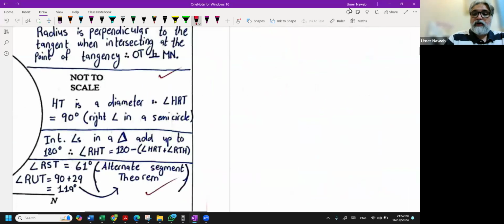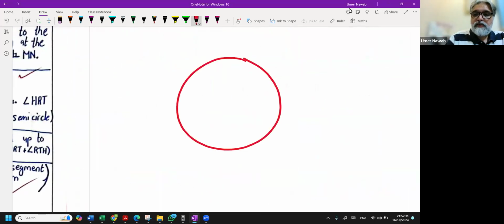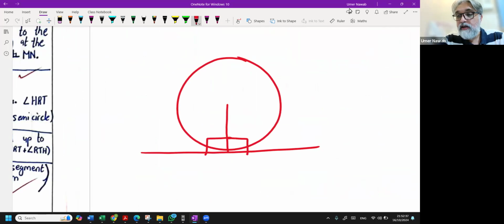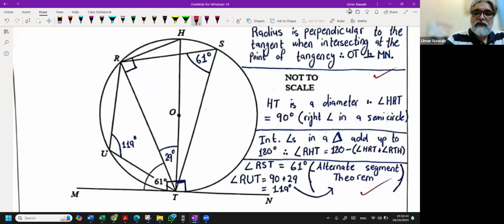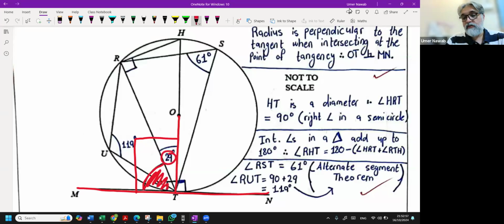Third property, boys, if you have a circle and you have a tangent, so the radius and the tangent are always making 90 degrees with each other. So I can see that property is also seen here. I have a radius, I have a tangent, and this is 90 degrees. He told me that this angle is 61. From 90 minus 61 will give you 29. So very easy. I can find this angle.